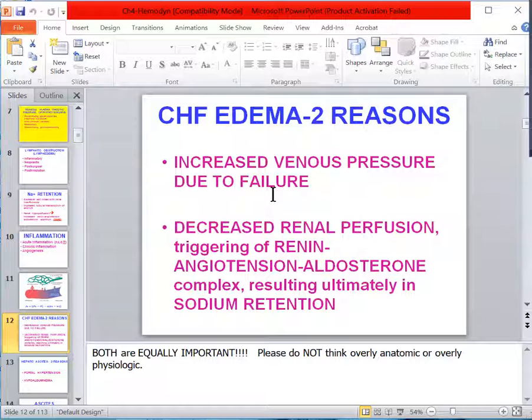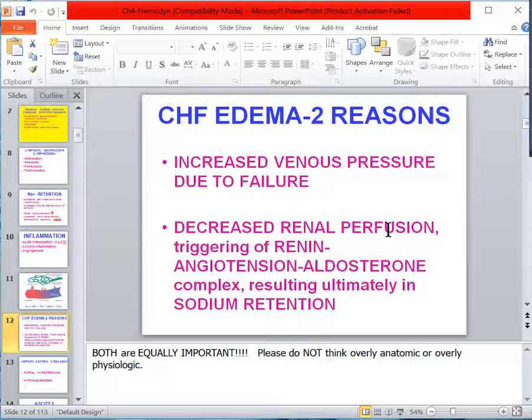If it's primarily a left heart failure, you're going to have increased venous pressure in the pulmonary veins, aren't you? And the pulmonary capillaries. If it's a right heart failure, the brunt of your increased venous pressure is going to be systemic rather than pulmonary. But another equally important factor is that in a failing heart, you now have decreased renal perfusion. And you know what that kicks in.